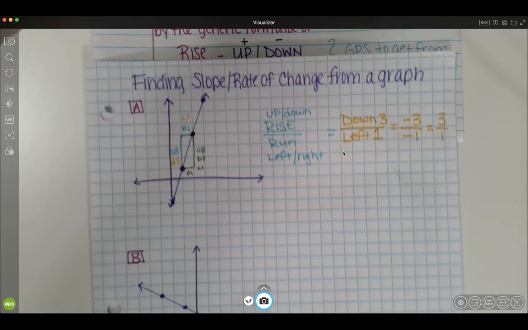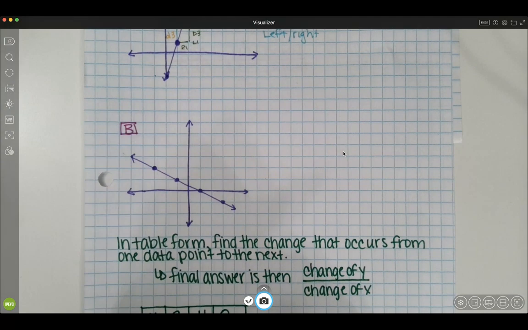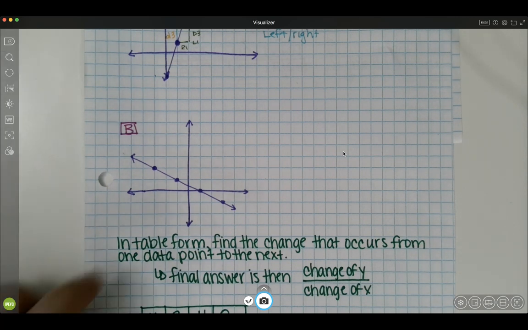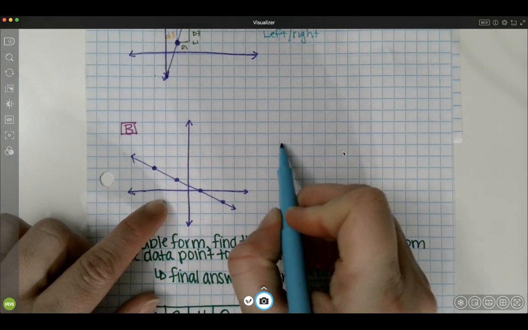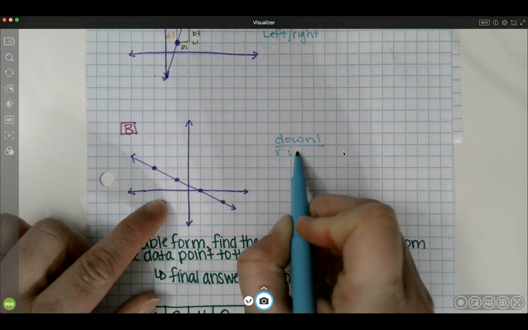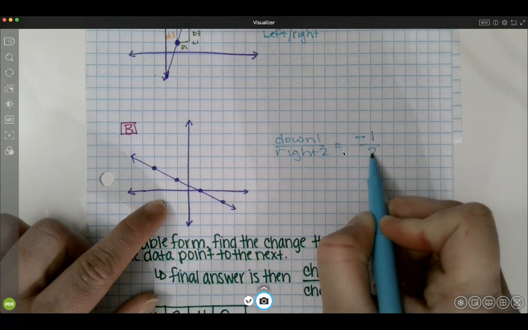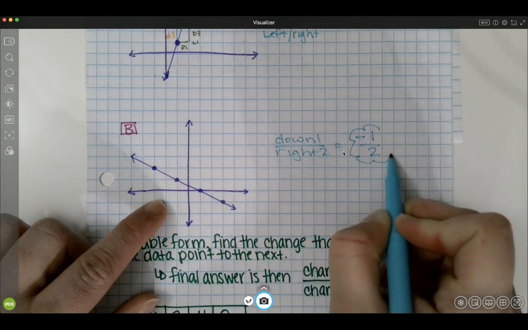So here's one for you to go ahead and do yourself. Take a look at it. Again, how do I get from one point to the next using our directions? Go ahead and pause the video if you need. Go ahead and pause longer if you need. But in this case, we would have been going down 1, right 2, which means negative 1 over 2 would have been my final slope.